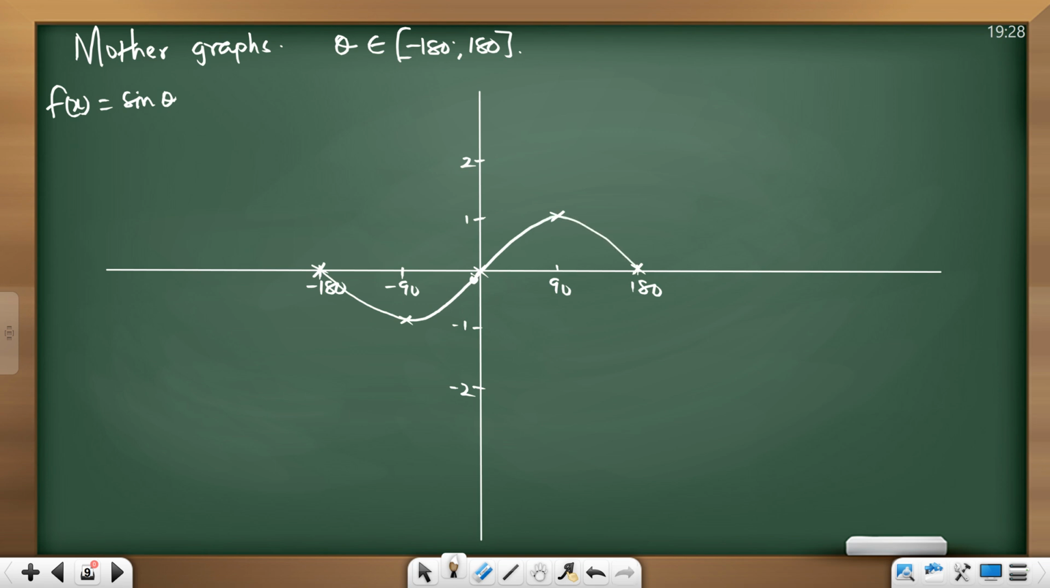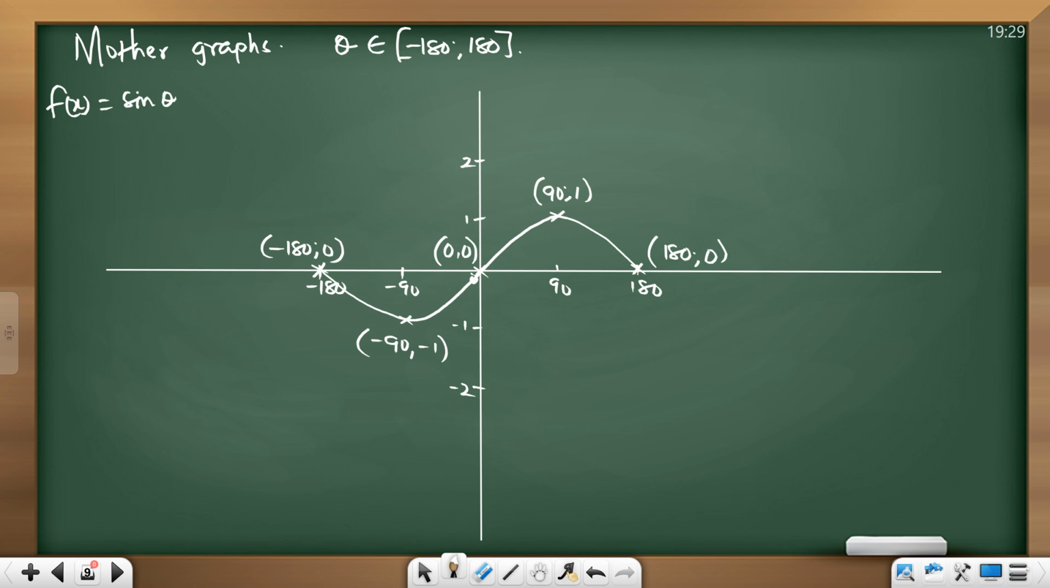Please take note. What is the turning point here? 90 and 1. What's our turning point here? Negative 90, are we okay? And negative 1. My x-intercept? Negative 180, 0. What is this? 180 and 0. Those are the key points that we need. Intercept and turning point.